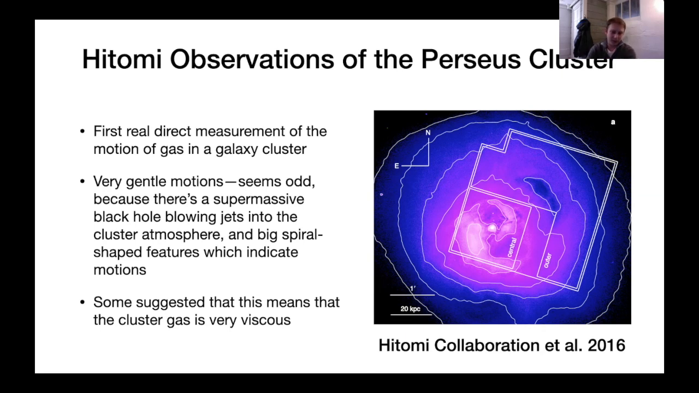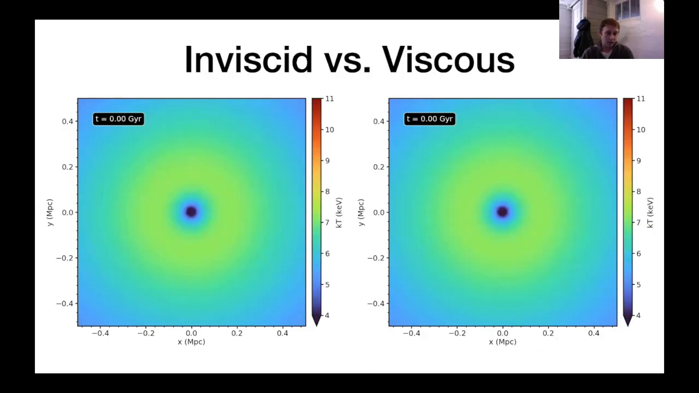This seemed very odd because at the very center of Perseus, there's a giant supermassive black hole blowing jets and bubbles into the cluster atmosphere. The spiral-shaped feature that you can discern from the image indicates gas motions. So some people suggested that this means the cluster gas is very viscous. Whenever you try to stir things up, it gets damped out pretty quickly by the frictional forces in the gas. So what would that look like?